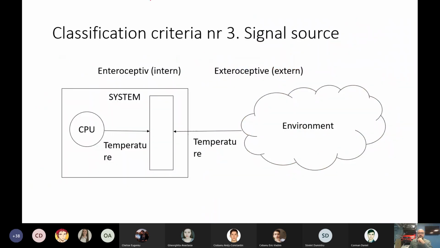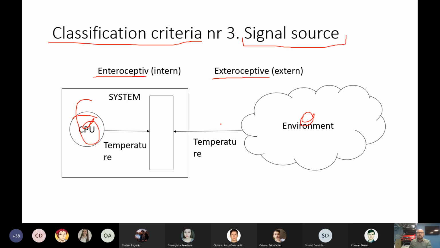So, the next classification criterion: we can classify sensors by the signal source. What does that mean? We can have interoceptive or exteroceptive signals, meaning the source of the signal is internal in the system or somewhere outside. For example, we can measure the temperature of the CPU that is inside, or the speed or position of the chassis.